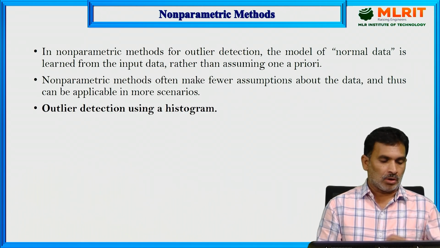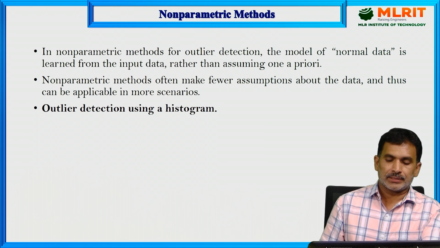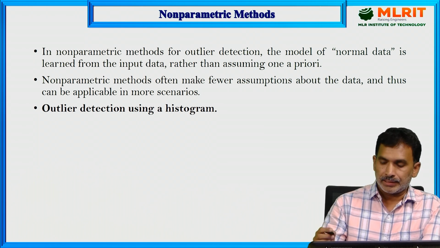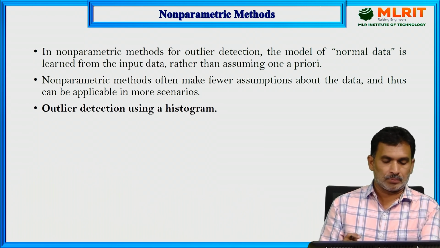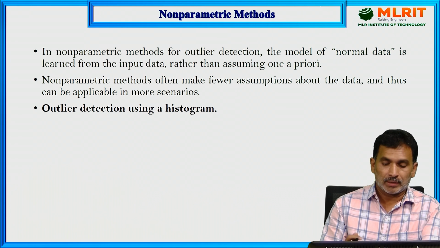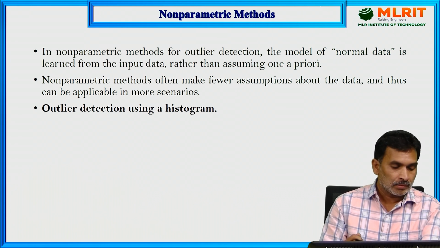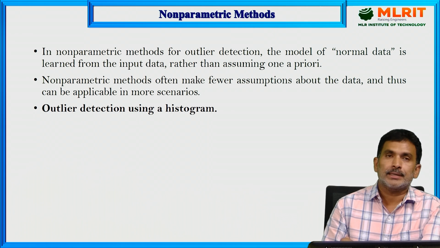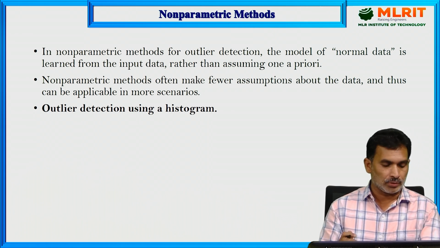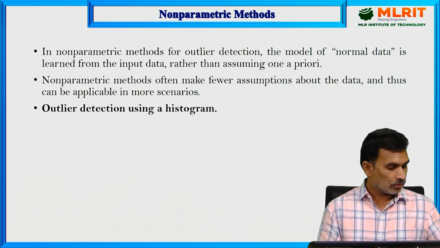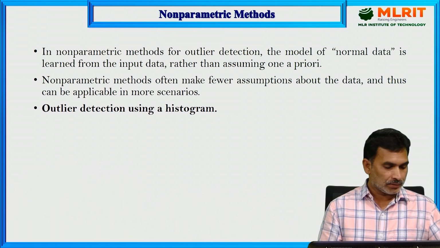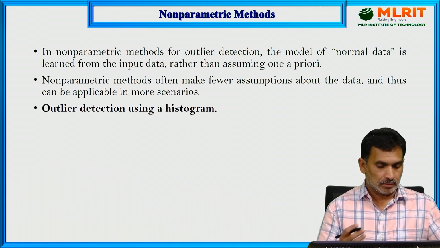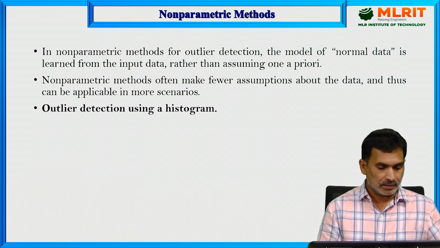In non-parametric methods for outlier detection, the model of normal data is learned from the input data rather than assumed a priori. Non-parametric methods often make fewer assumptions about the data and thus can be applicable in more scenarios. One of the best approaches to detect outliers using a non-parametric method is histograms.